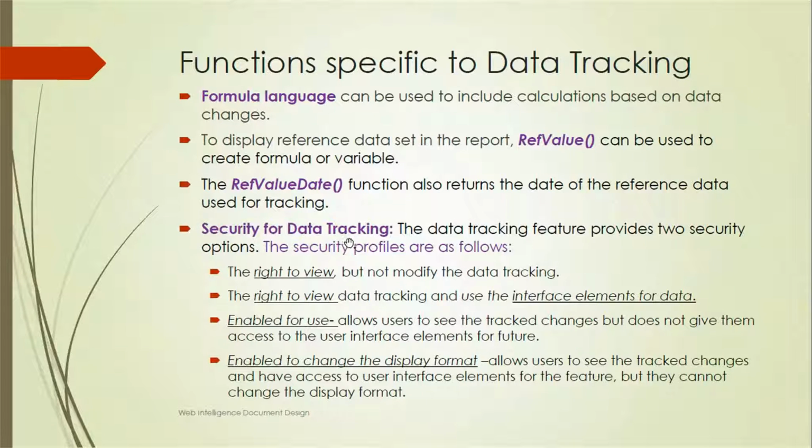And what are the security options for data tracking? The data tracking feature provides two security options. One is right to view but not modify the data tracking. The other is right to view data tracking and use the interface elements for data, enabled for use. The first allows users to see the tracked changes but does not give them access to the user interface elements for the feature. Enabled for use allows users to see the tracked changes and have access to the user interface elements, but they cannot change the display format. So these are the two options available for data tracking: enable for use, and unable to change the display format.